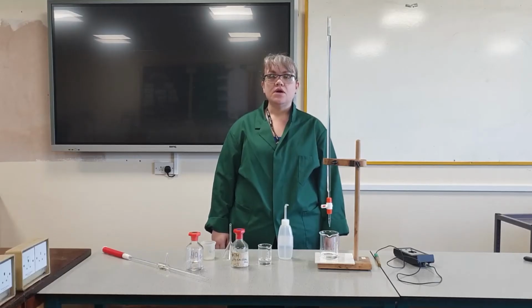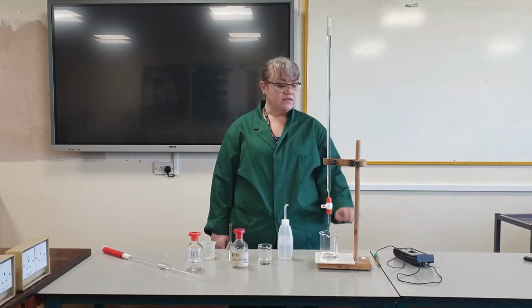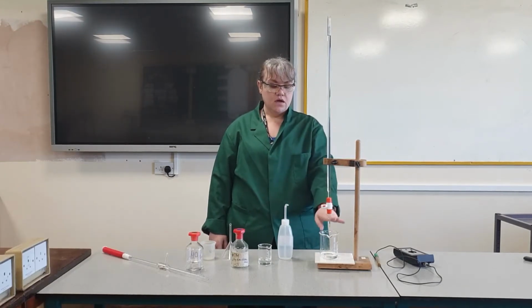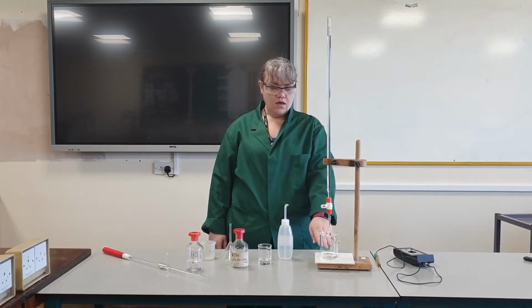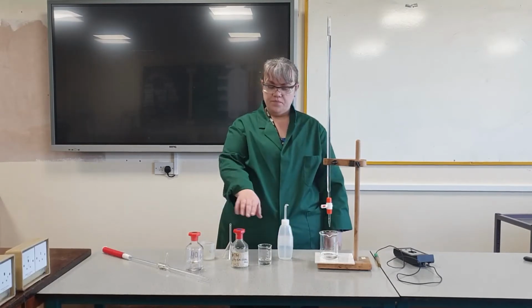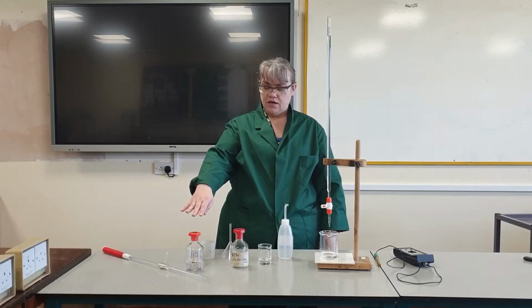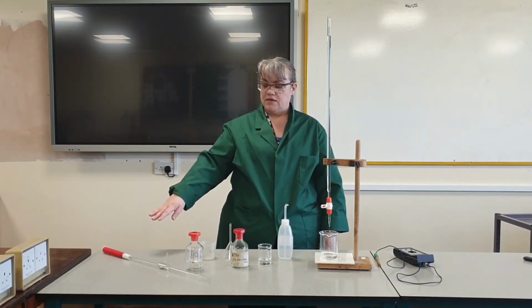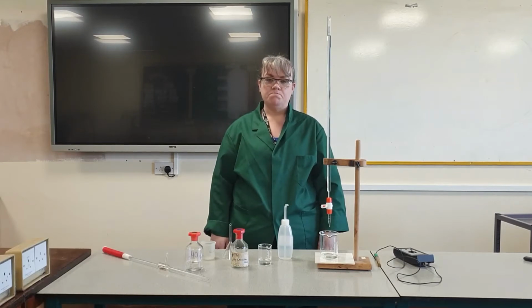Hello, today I'm going to show you how to perform a titration using a pH meter. The equipment you need is a pH meter, a burette stand, a large beaker, distilled water, acid and alkali, a funnel, a stirring rod and a pipette and pipette filler.